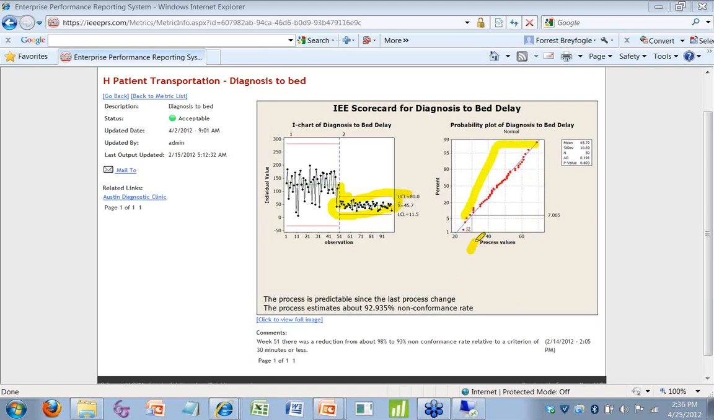Well, in this particular case, we had a spec. We wanted to have it less than 30 minutes. But what's happening, even though we made an improvement, we're still not doing very well, because we got a large percentage over here that's not meeting it. It looks like just about 6 to 7% of the time we're meeting it. So the way we really word our statement here, the process estimate is about 93% nonconformance. So that's not good. But again, we haven't yet determined if we're going to be working that or not.